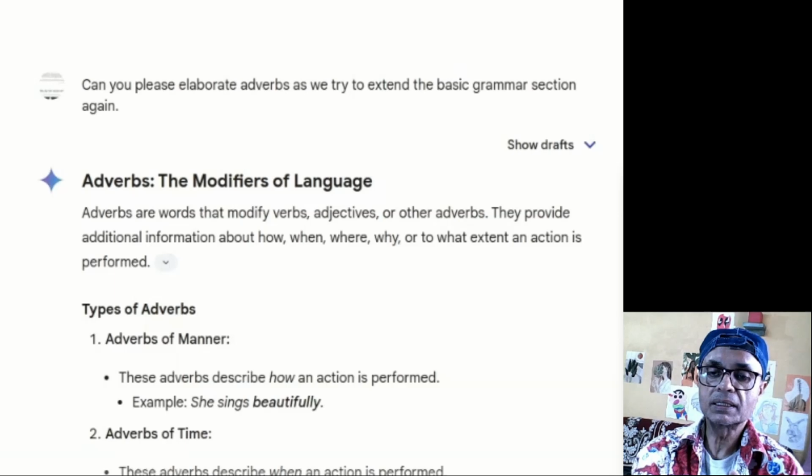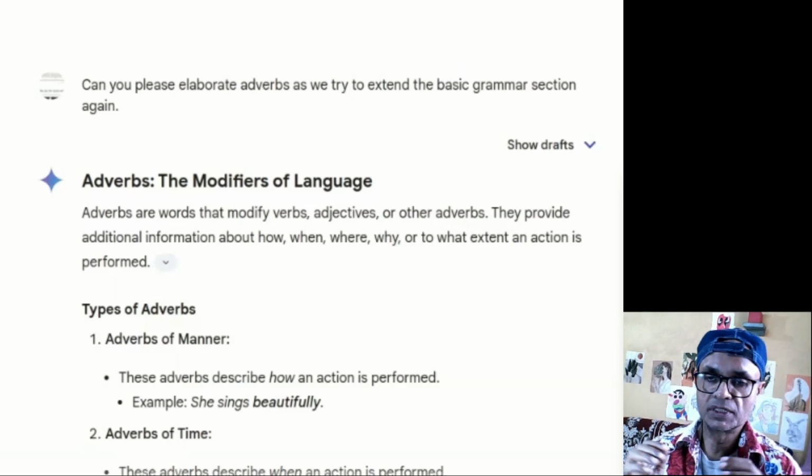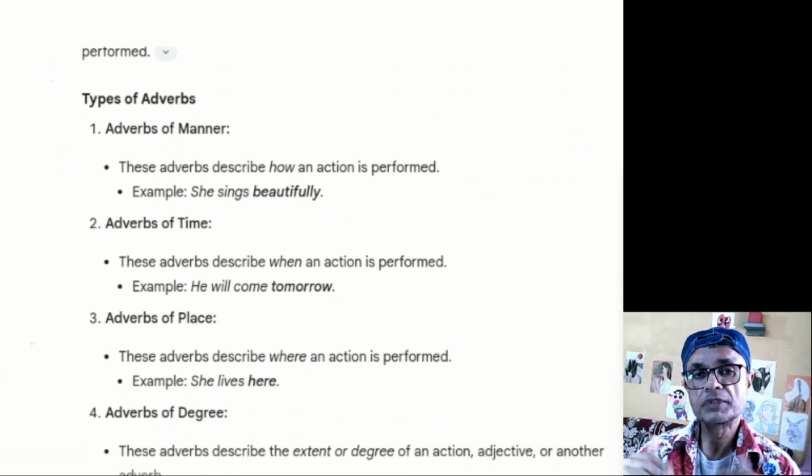Now, what are the types of adverbs? Let us see the types of adverbs. Adverbs of manner. These adverbs describe how an action is performed. Like, she sings beautifully. Adverbs of time. These adverbs describe when an action is performed. Example, he will come tomorrow. When will he come? Tomorrow.